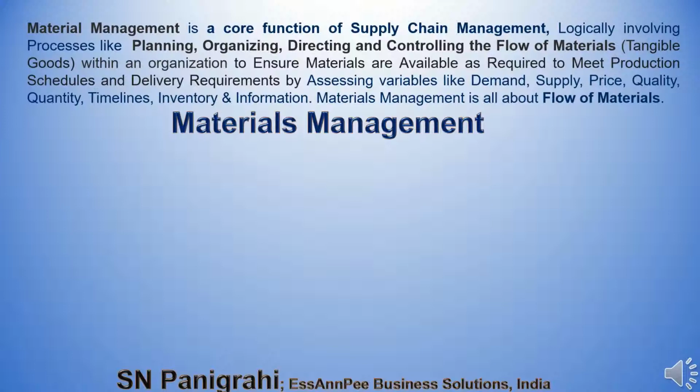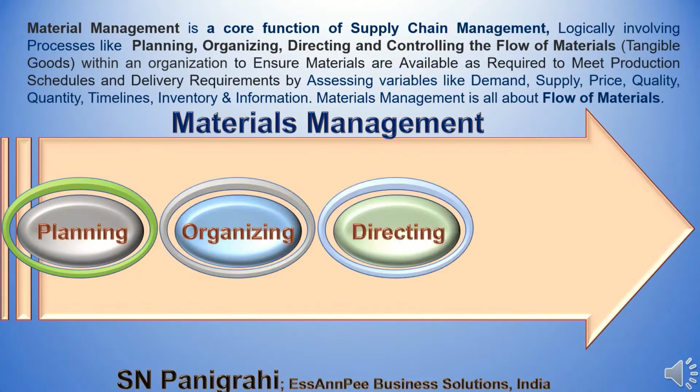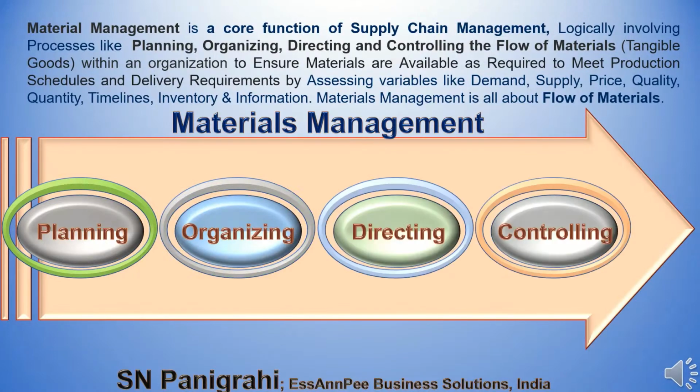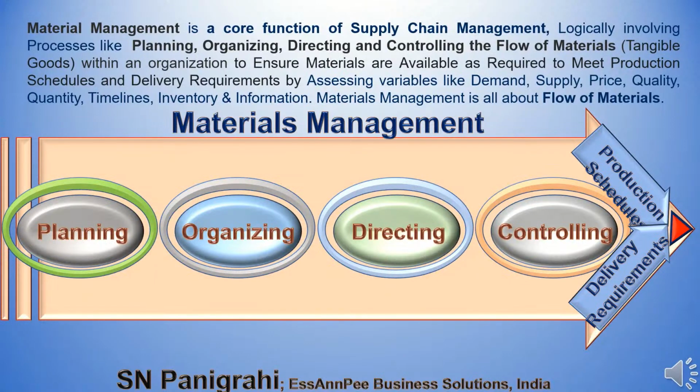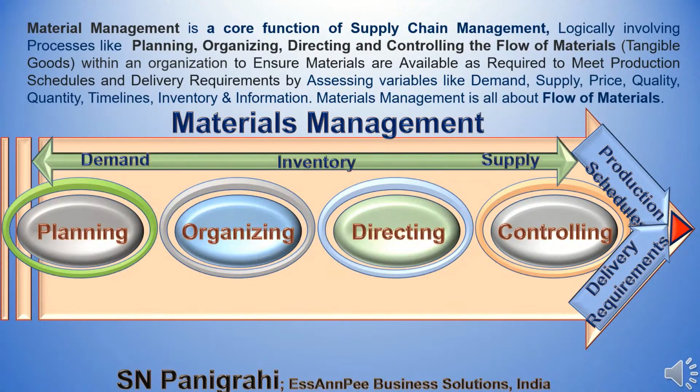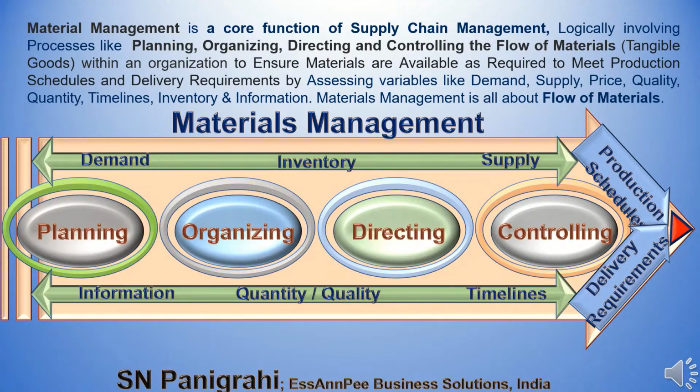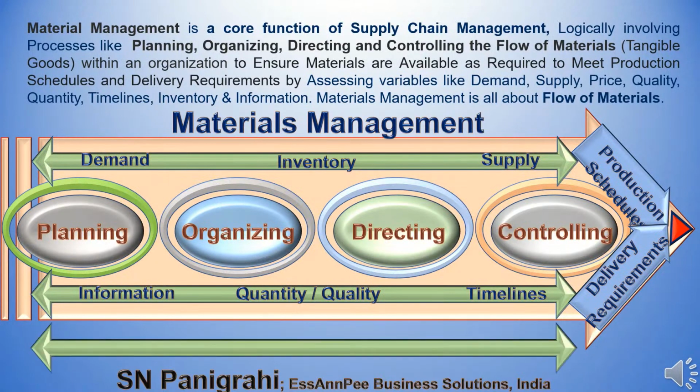Material management is a core function of supply chain management, logically involving processes like planning, organizing, directing and controlling the flow of materials, that is tangible goods, within an organization, to ensure materials are available as required to meet production schedules and delivery requirements, by assessing variables like demand, supply, price, quality, quantity, timelines, inventory and information. Materials management is all about flow of materials from suppliers to customers.